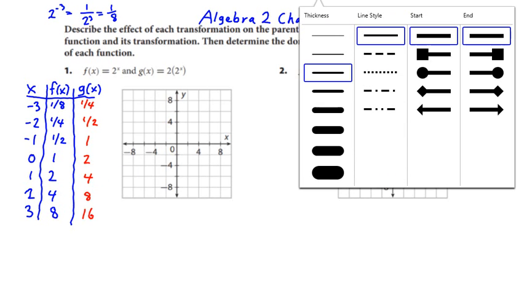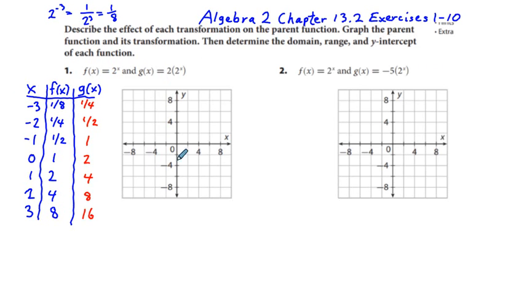So the parent function I'm going to graph first, which is going to be at an input of -3, we have 1/8. Input of -2, we have 1/4. Input of -1, we have 1/2. At input value of 0, we have an output value of 1. For an input value of 1, we have an output value of 2. For an input value of 2, we have an output value of 4. And finally, for an input value of 3, we have an output value of 8.